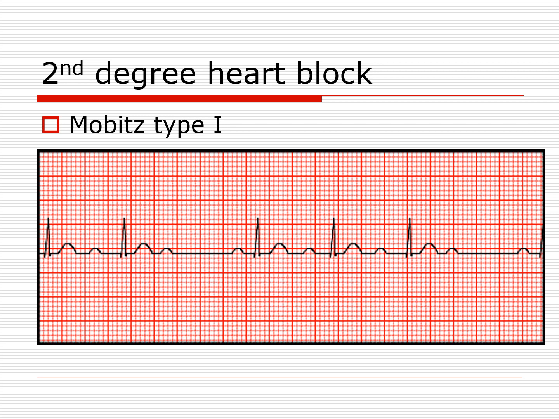So we need to observe this patient to see if they're going to progress into a higher form of block. They actually will respond to atropine if the patient becomes bradycardic or if they become hypotensive.